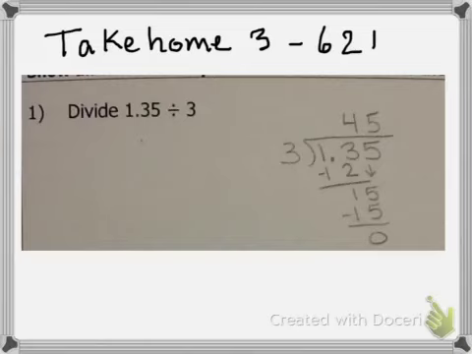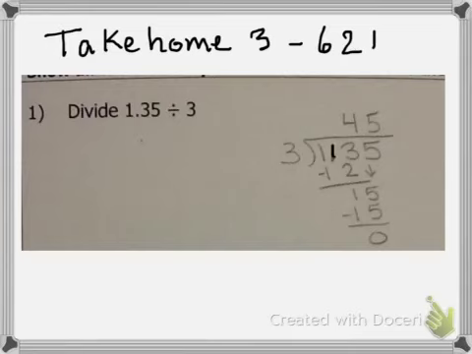The first question is divide 1 and 3500ths divided by 3. So on the side here I set it up, 1 and 3500ths goes inside, that's our dividend, and 3 is our divisor. And from here we're going to divide as if the decimal point does not exist. So we end up with 45 as the quotient.